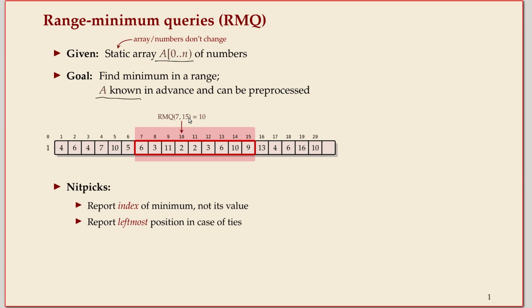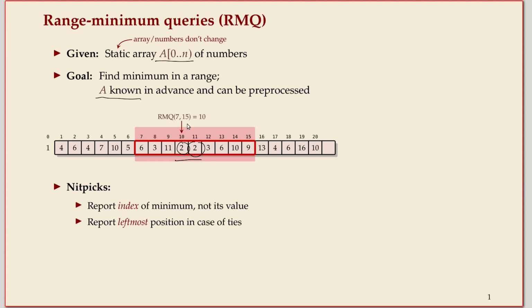Two little details that are important, but might not be something you think of if you first hear about this problem. What we report is the index of the minimum, not its value. That will be important just at the very end. Most of this unit would work the same way if it was the value, but it will eventually be important. And the second thing is we report the leftmost position in case there are ties. So here there are 2 occurrences of the 2, which is the minimum in this range. And we decide we want the first one.